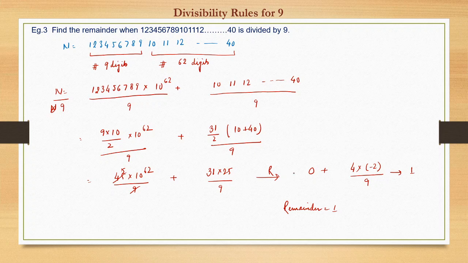Those of you who find it difficult to comprehend the remainder theorem may revisit our sessions on remainders. From there we know remainders follow the rule of multiplication. So from that I use that.